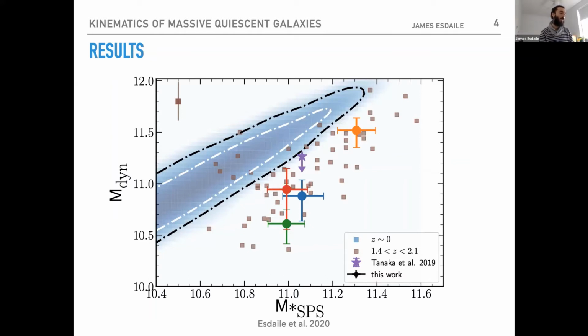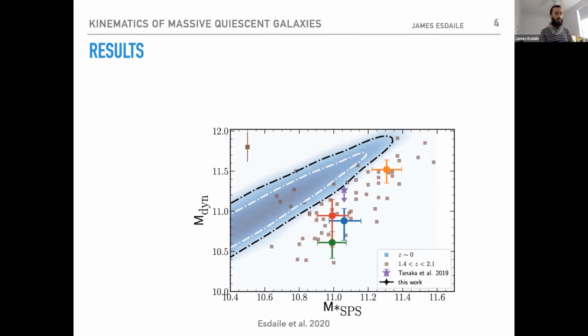What we can see if we plot the 1-to-1 line is that the dynamical mass is actually consistent with the stellar mass. This is really significant because it means that the simulations need to be able to reproduce quenched galaxies of this mass. And this really requires dedicated AGN physics to be able to do this. So being able to constrain this is quite important.